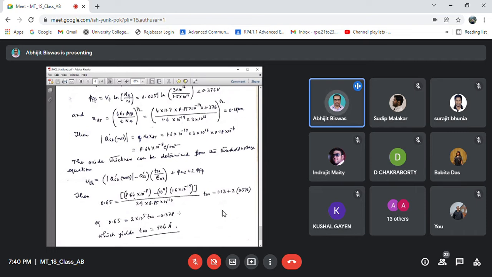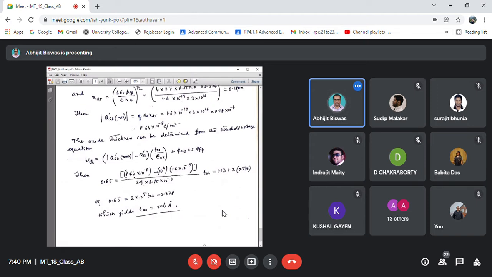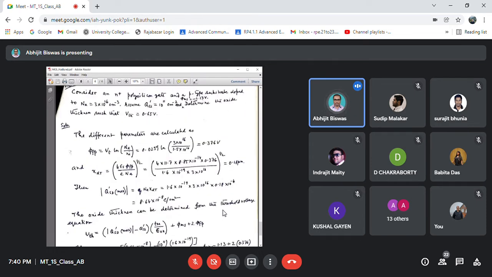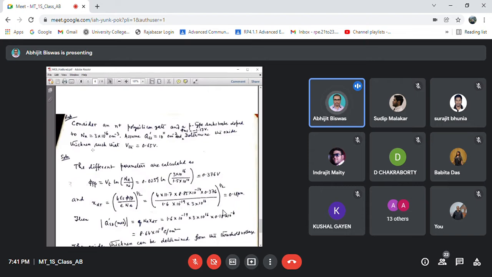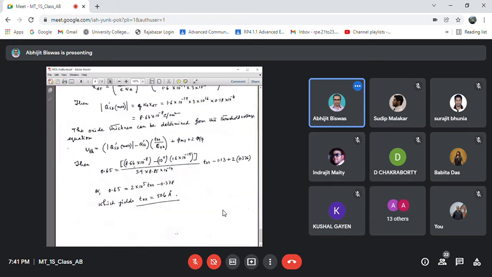Threshold voltage is given. In this equation the only unknown is Tox. So if you substitute all the values, this oxide thickness will come out to be 504 angstrom. That means 50.4 nanometer. It is very thick; usually such a thick oxide layer is not used nowadays. So for this problem, it turns out to be Tox equal to 50 nanometer.